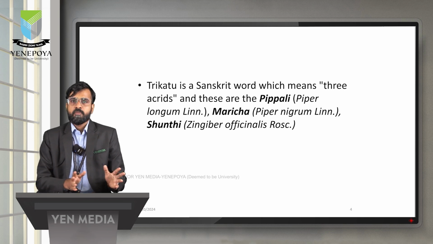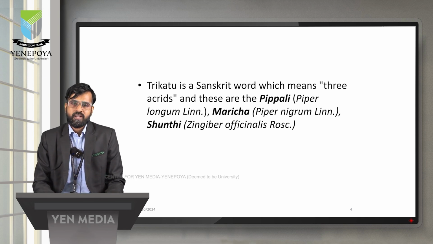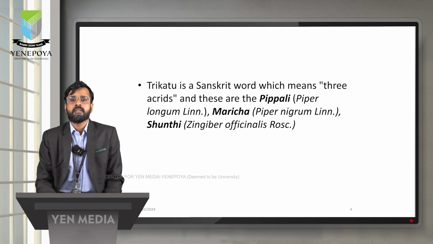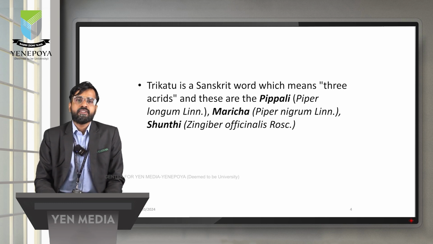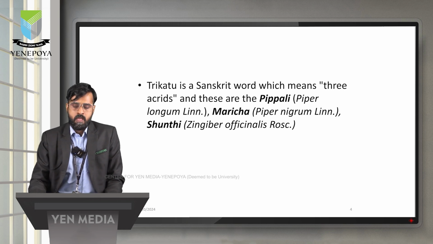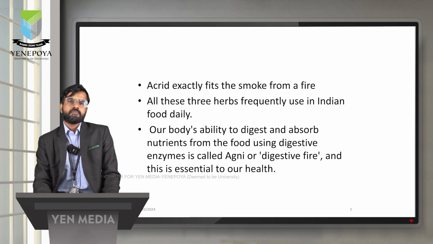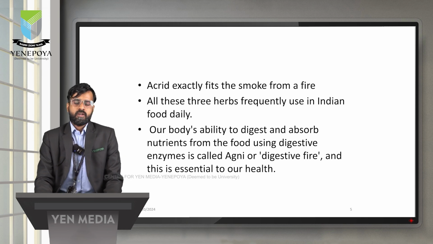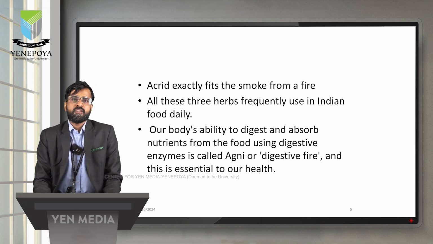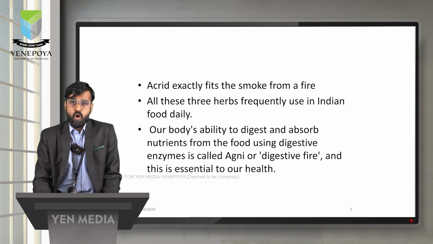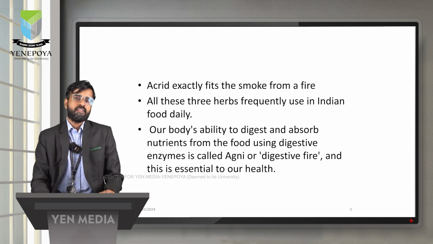So I told you about the Sanskrit terminology as well as the botanical identity. Pippali and Maricha are members of the Piperaceae family, and Shunti or Ardraka belongs to the Zingiberaceae family. We will see further. In general, Katu rasa is nothing but pungent or acrid. It exactly fits the smoke from a fire, so it gives the idea about fire.